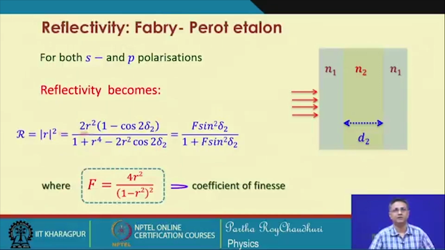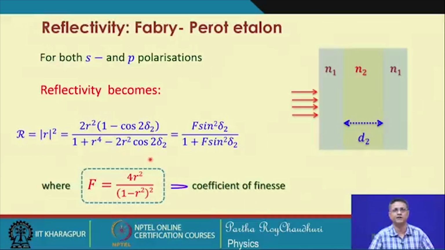Then the reflectivity becomes mod R square, and if I put in the equation of the reflectivity, then I end up with this expression, and you can rearrange this equation to write in this form f sin square delta 2 by 1 plus f sin square delta 2, which is our well known energy reflection for the Fabry-Perot Etalon, and this f, which is equal to 4 r square by 1 minus r square whole square, is called the coefficient of finesse.